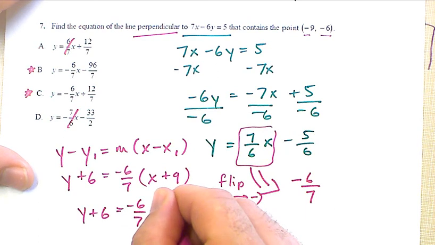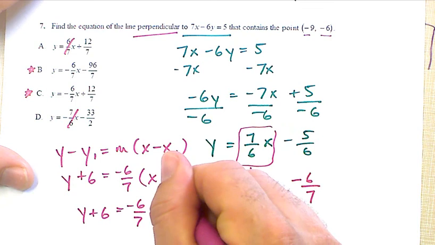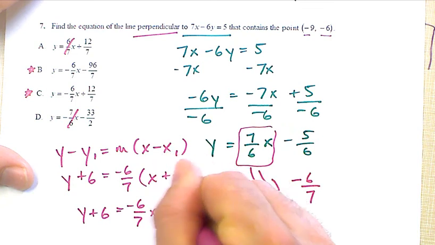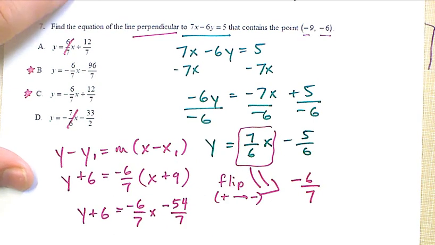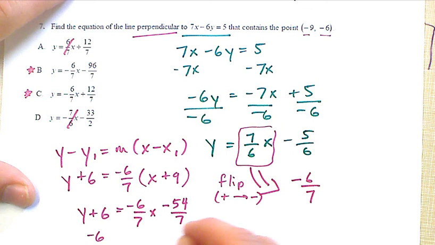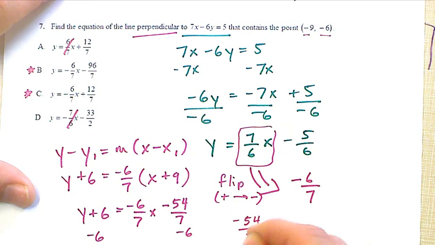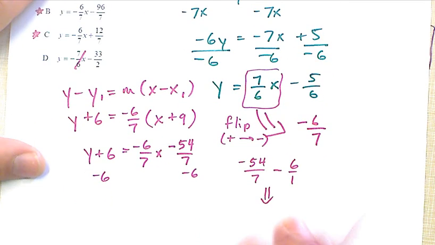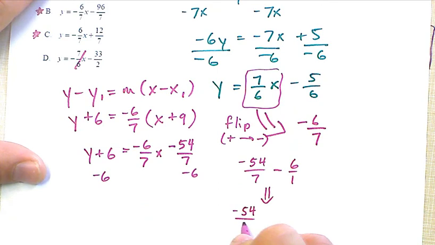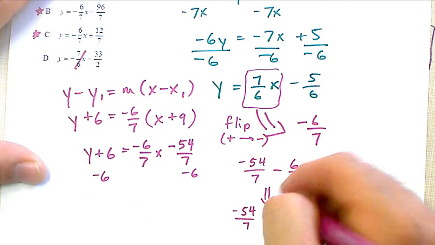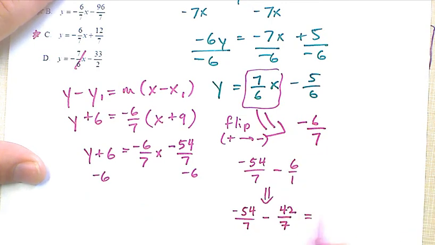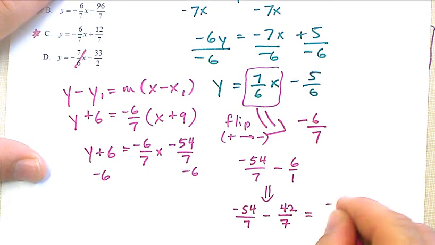Ooh, that's a minus 54/7. And then let's look at how do I subtract a -6 from a 54/7? Y minus... 54/7 minus a 6/1, which becomes -54/7 minus, let's change the bottom number. 1 times 7 is 7, so 6 times 7 is 42. When you subtract from a negative, you're adding negatives. That gives you that -96/7.